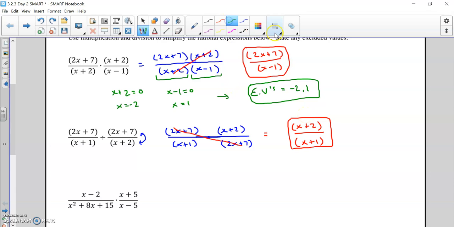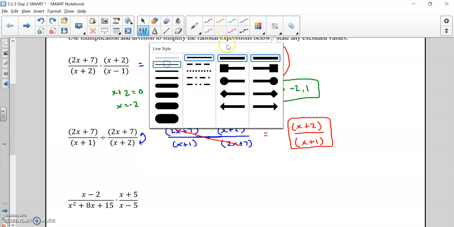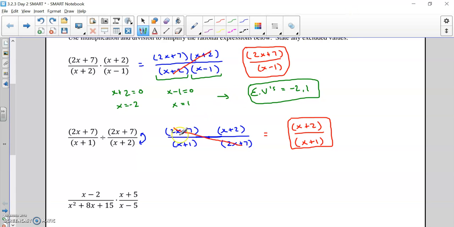And for excluded values, I've said this many times and I will continue to say it many more times. Do not use the original problem for excluded value purposes because we have to flip the second fraction. We need to use the multiplication version of this problem, and that means we need to use the rewritten one. Okay, so we got x plus 1 equals 0, and when we solve that we get negative 1.